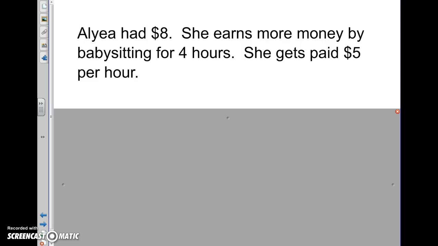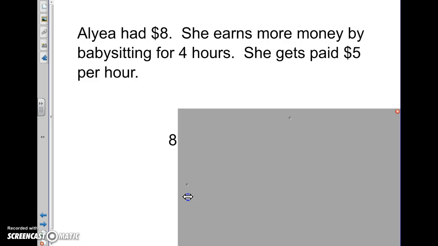All right, so I'm going to get a little bit more complex here. Aaliyah had $8. She earns more money by babysitting for 4 hours. She gets paid $5 per hour. So what is the first number that maybe we'll write down there? Maybe what she started off with, right? We know that she has $8.